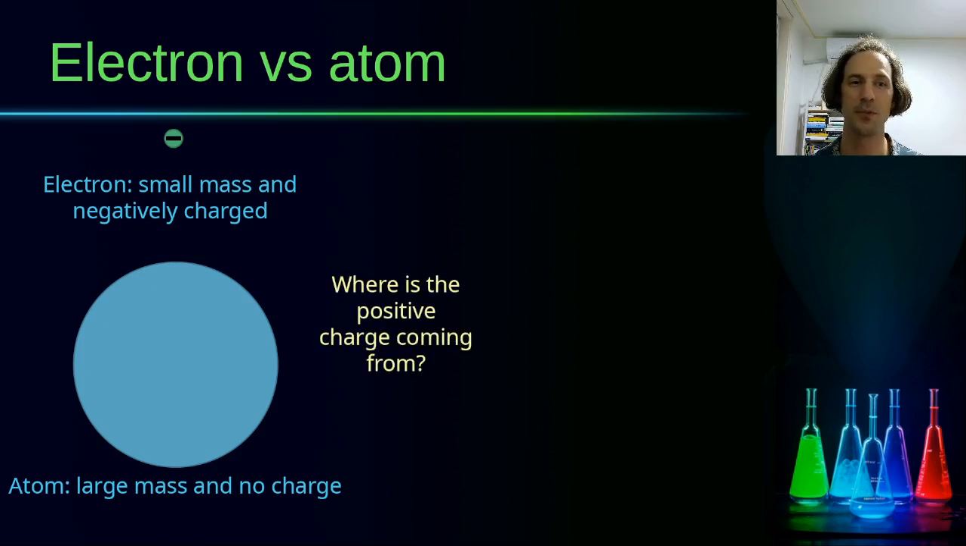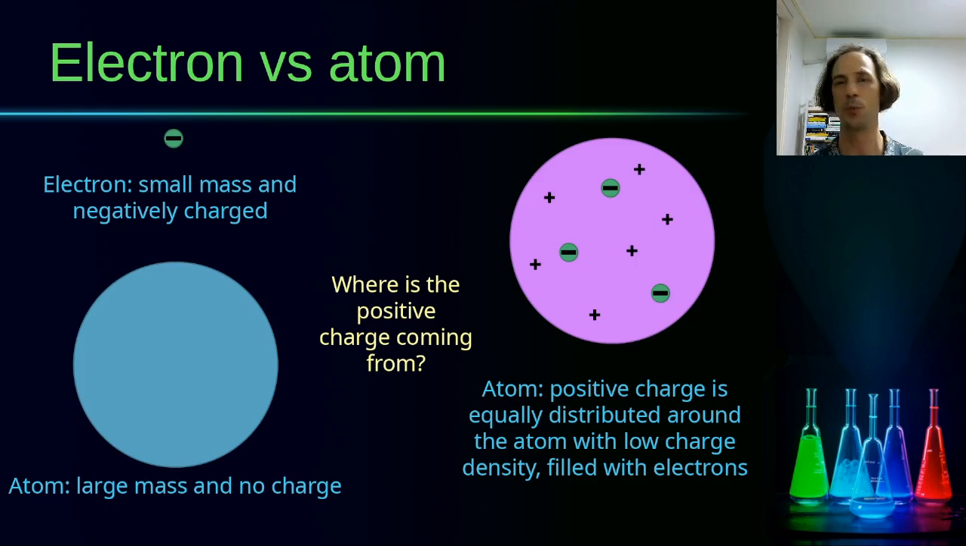So where is this positive charge coming from? And the assumption was that because the atom is much more massive than the electron, the positive charge should be spread out in this atom quite evenly, and because the atom is very large, the charge density for this positively charged part of the atom is much lower, while the negative charges are concentrated in these tiny electrons.